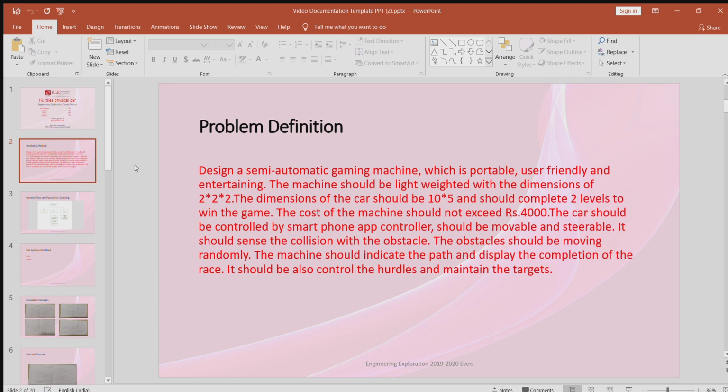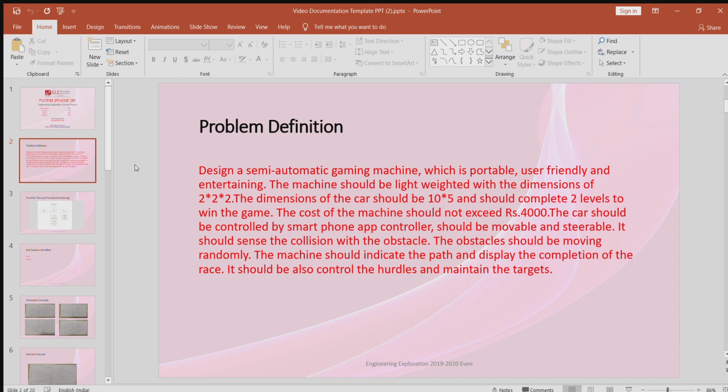The problem definition goes by: design a semi-automatic gaming machine which is portable, user-friendly and entertaining. The machine should be light-weighted with the dimensions of 2 x 2 x 2 feet. The dimensions of the car should be 10 x 5 feet and should complete 2 levels to win the game. The cost of the machine should not exceed 4,000 rupees.